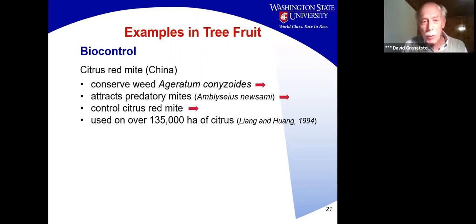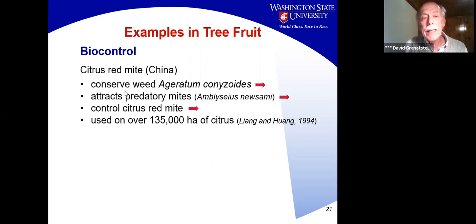And here's a nice simple example that I found from China, where in a lot of their commercial citrus, the citrus red mite is a significant pest. And it turns out there's an indigenous predatory mite that is pretty effective control of the red mite, but it's just usually not around enough at either the right time or in high enough numbers. But a particular weed that's present in many of these citrus regions, I don't know the common name for this one, but this weed is a great habitat for the predatory mite.